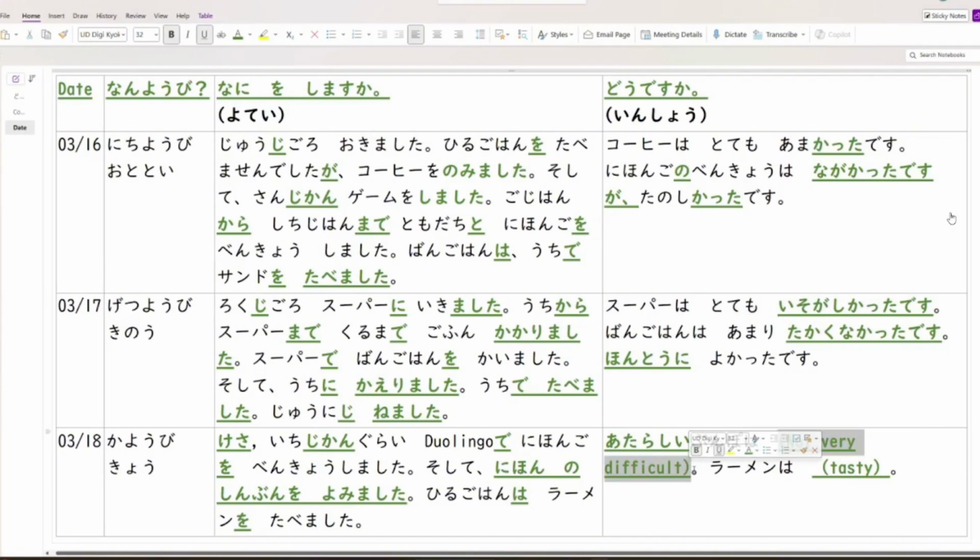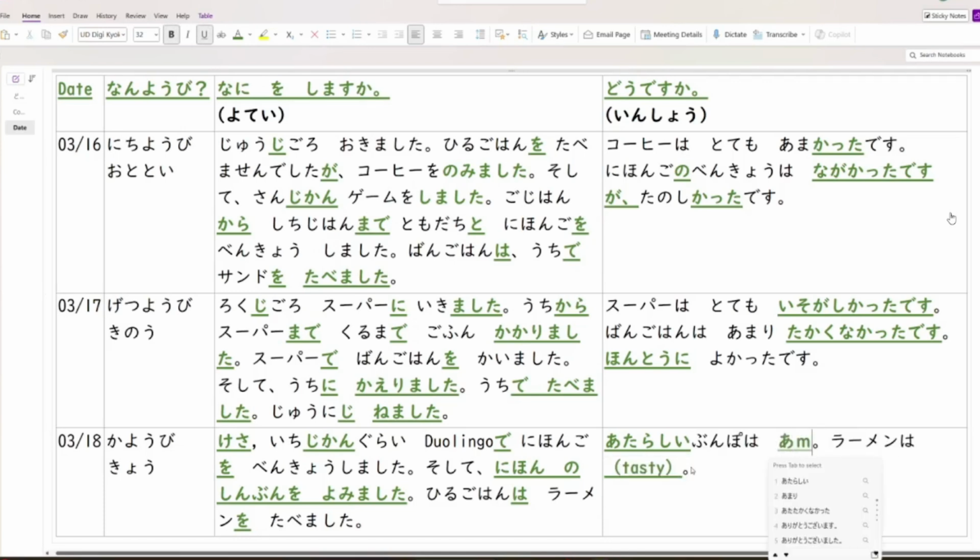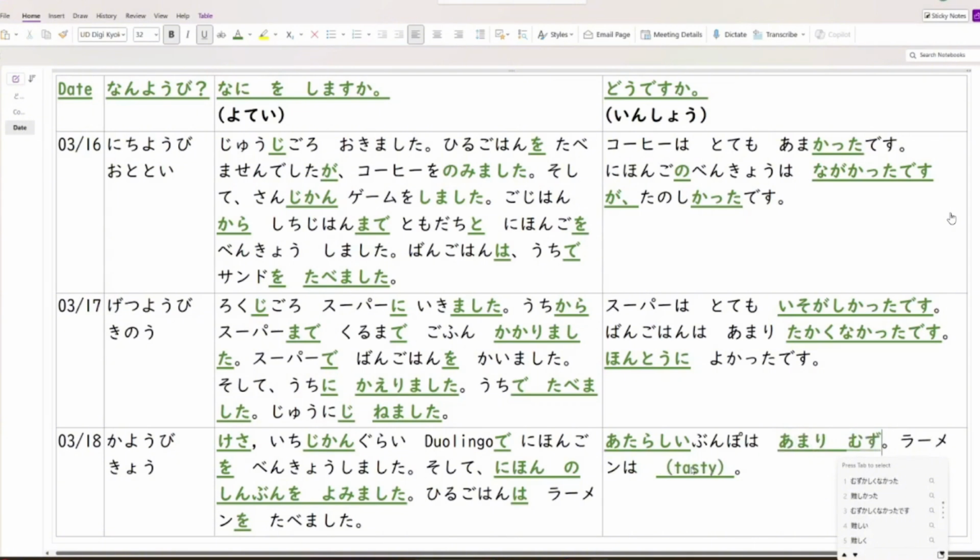Would hontoni also have a positive connotation with it? Kind of, yeah, as far as the i-adjective conjugation goes. I'm trying to think of a negative totemo equivalent. This is amari. Yeah, you're right there. Sorry for cutting short. Amari muzukashikunai.